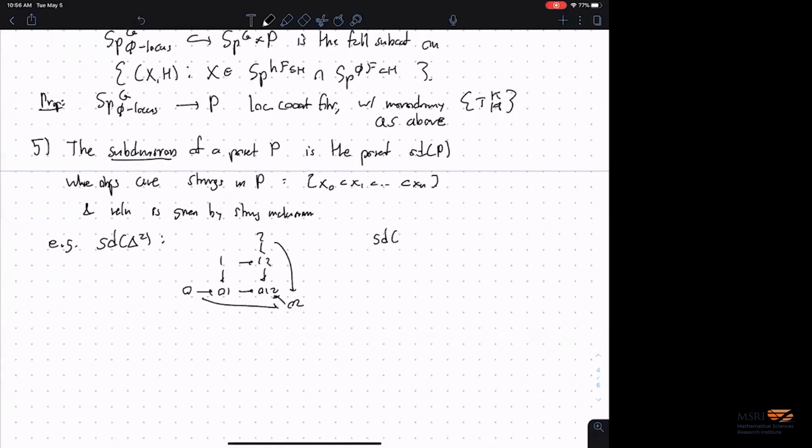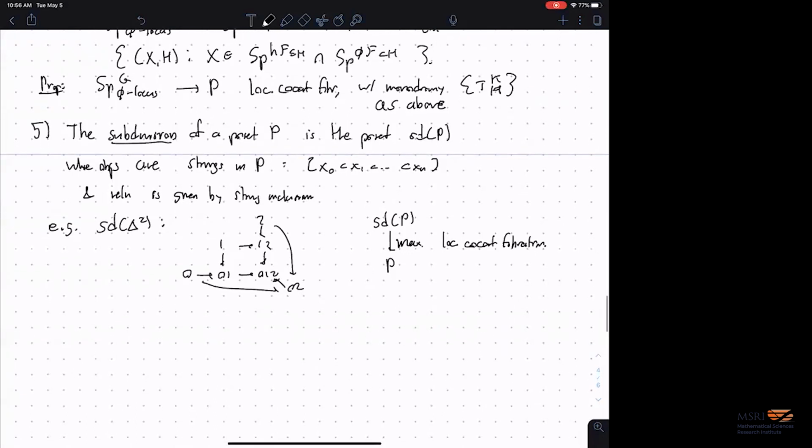Now, SD P admits a map to P, which takes the maximum of a string. And this is a locally co-Cartesian fibration. Under the straightening, unstraightening correspondence, it corresponds to the functor out of C frac which takes the slice in the two categorical sense. But we're thinking about the locally co-Cartesian fibration in this context. And just like the twisted arrow category, i.e. the edgewise subdivision, is fundamental in one category theory, the subdivision is fundamental in two categories.